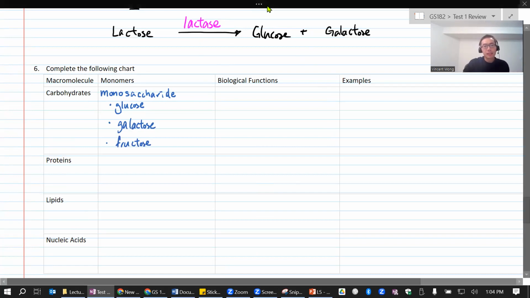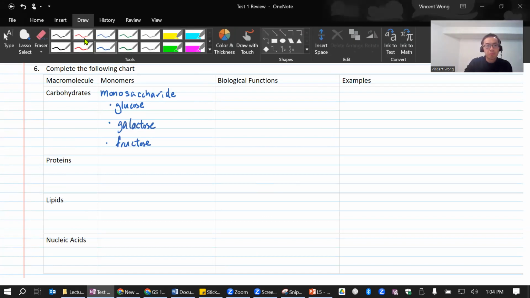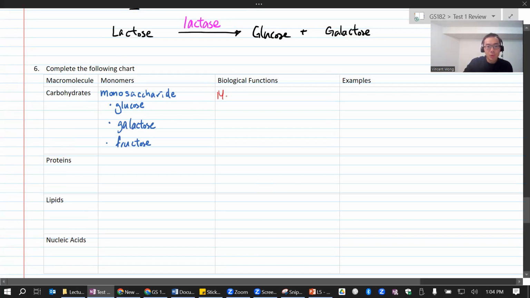Biological functions. They are the main source of energy. We learned in lecture 5, right? How we break down the glucose, we get the ATP from it. It's the main source of energy. We can also store energy, right? Using carbohydrates. And for some organisms, they could do structural support.